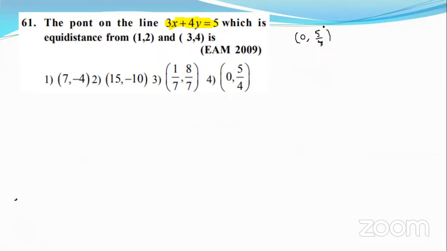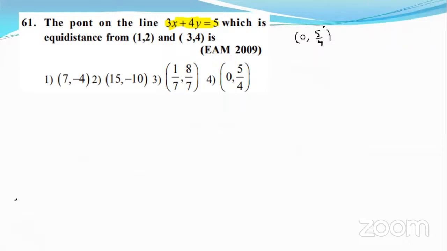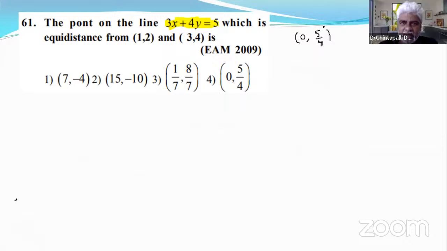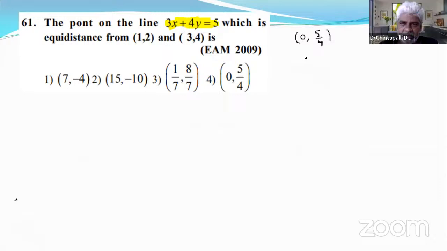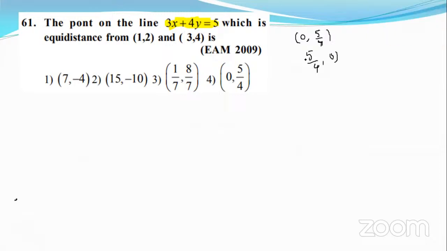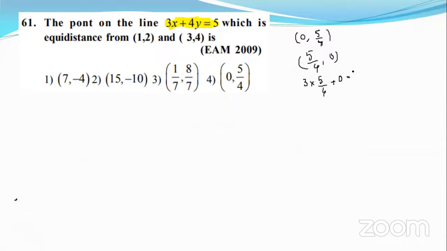It will be 0 plus 4 times 5/4, that is 5. Next, I'm telling (5/4, 0). Will that work? What happens when we plug in (5/4, 0)? 3x means 3 into 5/4, plus 4y, 4 times 0 is 0. It will be 15/4.